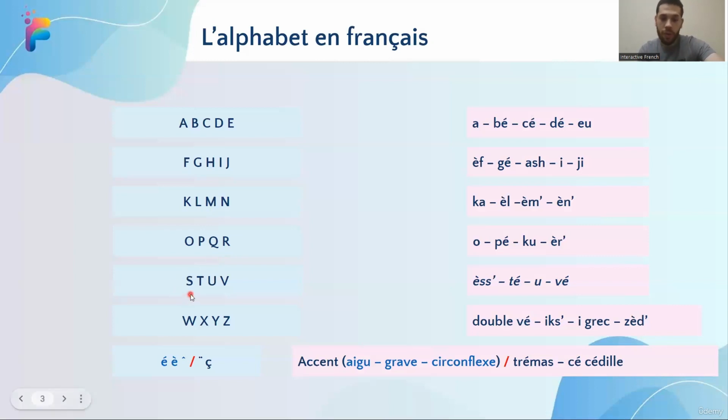Now for the next row, we've got S, followed by T, T, and then U, and finally V.